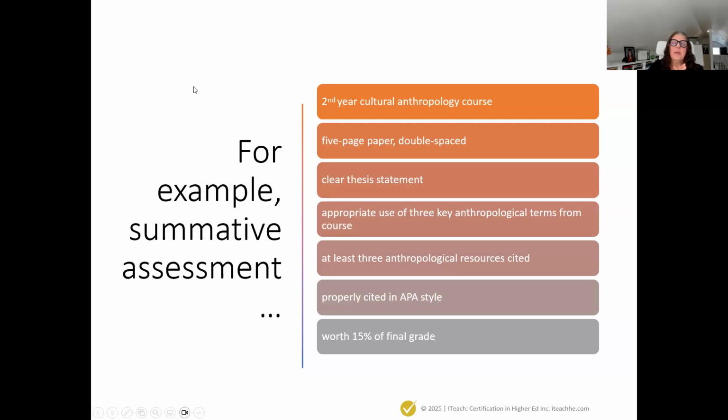So here, that is the second year anthropology course. It was a 5-page paper, double-spaced. They had to have a clear thesis statement. They had to use 3 anthropology terms from the course. They had to use 3 anthropological resources. It had to be APA, and it was worth 15% of their final grade. Okay, so that's the information about the summative assessment.